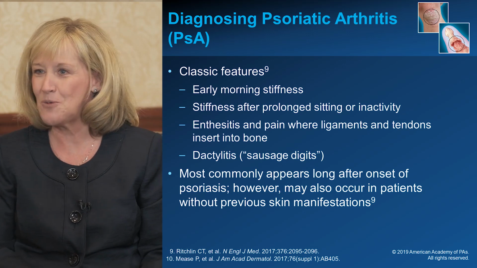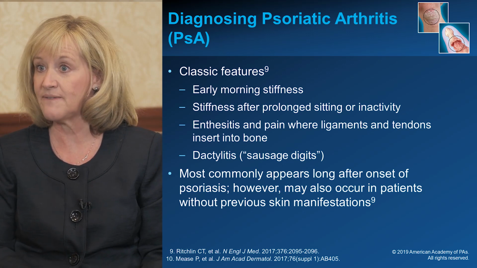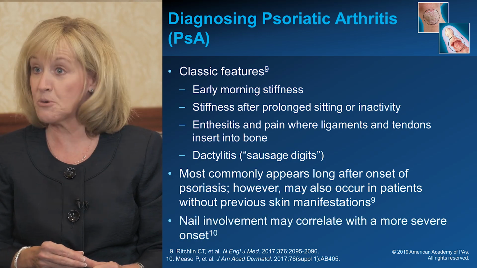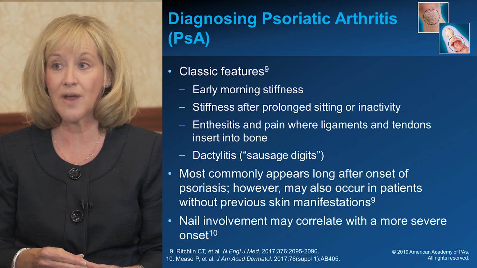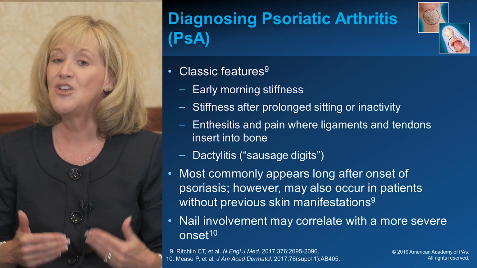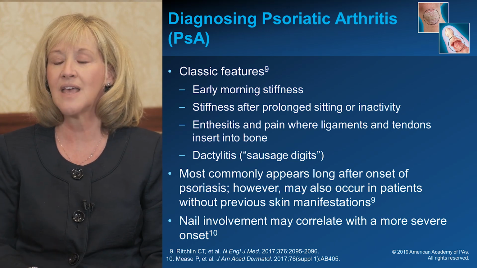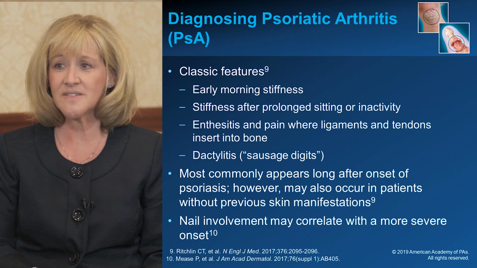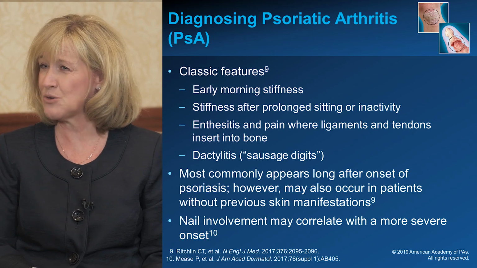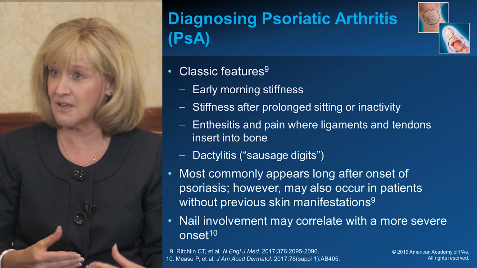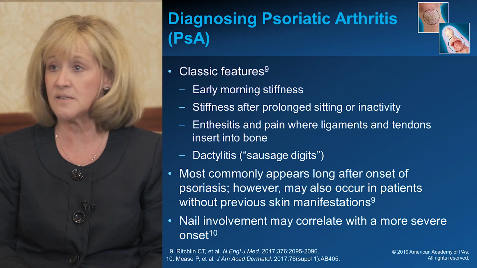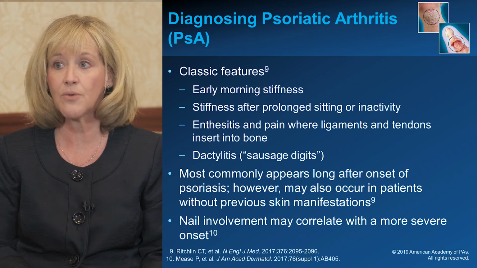I think it's an interesting point that you brought up about nail manifestations, in that very often up to 90% of our patients with psoriatic arthritis do have nail manifestations or nail ridges or some type of psoriatic changes of the nails. And of even more interest is those patients that have nail manifestations tend to correlate with a more severe onset of their disease and progress within their disease, both with psoriasis and with their psoriatic arthritis.